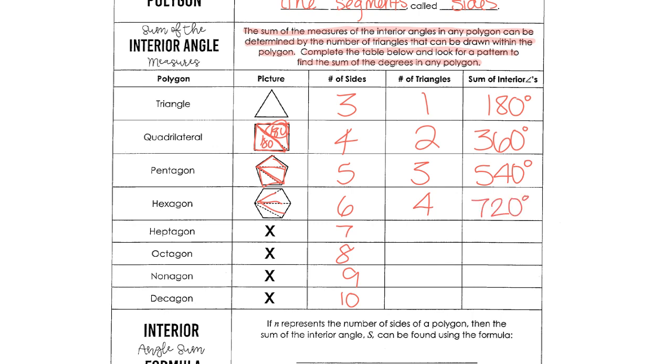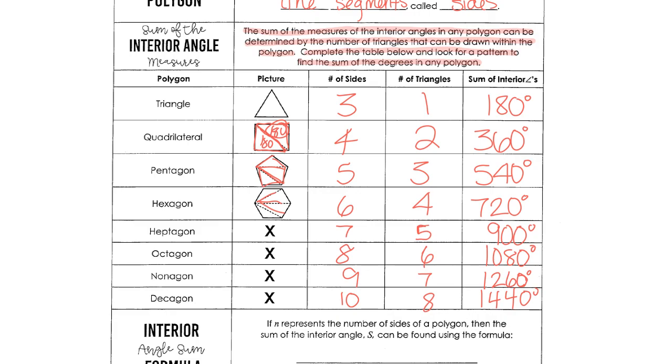Do you guys see a pattern yet? Notice how you're multiplying not by the number of sides, but 2 less than however many sides there are. So like 3 minus 2 gives you the 1. 4 minus 2 gives you 2. 5 minus 2 gives you 3. 6 minus 2 gives you 4. So you're multiplying by 2 less than the number of sides. So now what I want you to do is find the sum for the rest of these. Remember that you'll just take 180 and multiply it by the number of triangles.